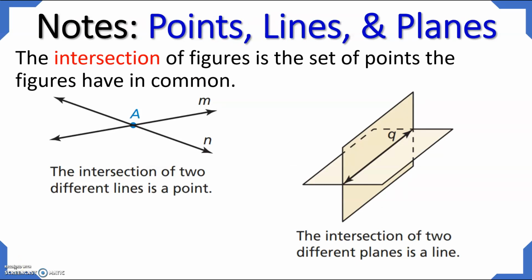The intersection of figures is the set of points the figures have in common. So if I had 2 lines, the intersection of 2 different lines is the points that they have in common. If I have 2 planes, the intersection of 2 different planes is the line that they have in common.